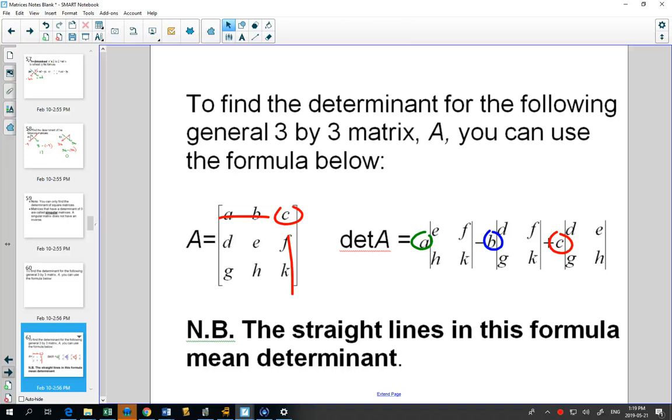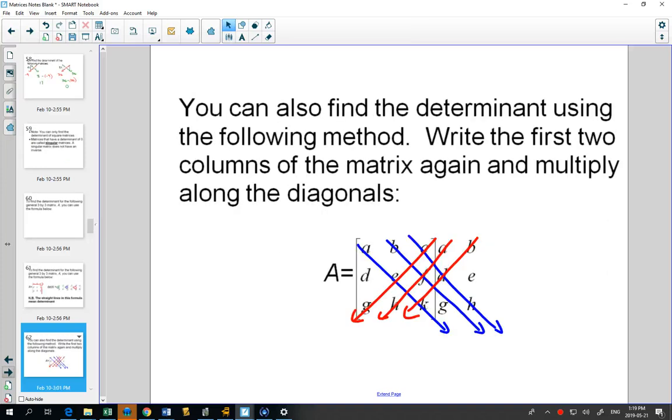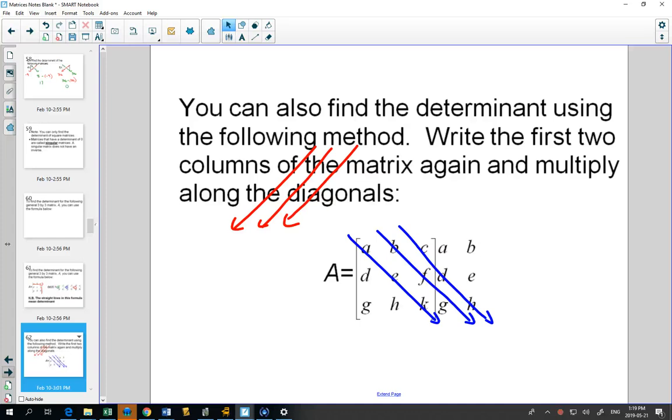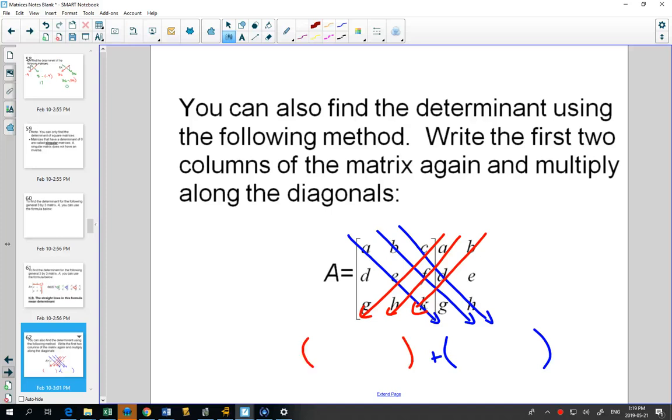Now, the straight line idea is you could rewrite, move these away, you could rewrite the first two columns, A, D, G, B, E, H, and you would have 3 diagonals that are positive. You would add those all up, and those ones would stay positive. And you would have 3 diagonals backwards, which you could add all up and make those ones negative. This will do the same thing as that previous formula, but I find that this is a lot easier to remember than the previous formula.